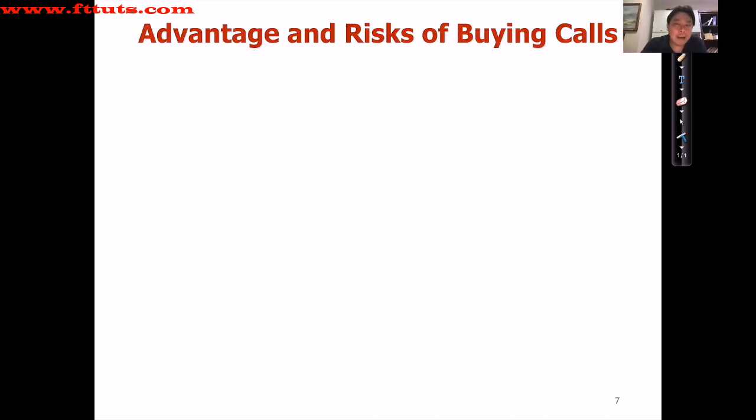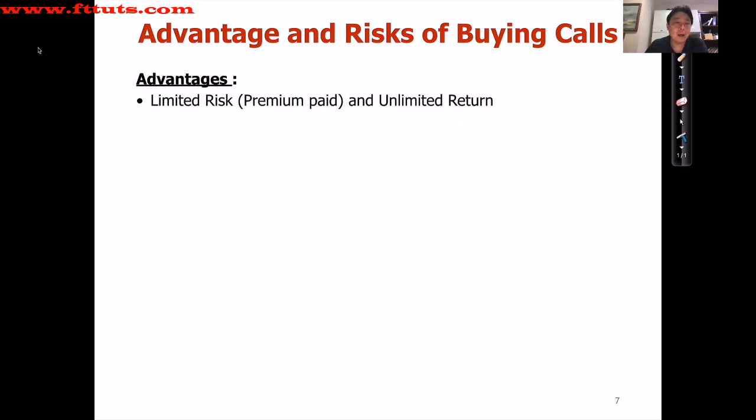So let's run through the advantages and the risks of buying calls. Now, the most obvious advantage would be it's a simpler strategy. Just buy a call and that's it, all right? At the same time, again, buying calls gives you limited risk. The maximum risk is the premium that you pay, and unlimited returns.